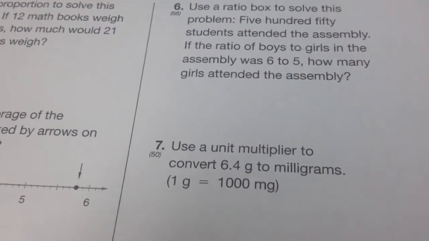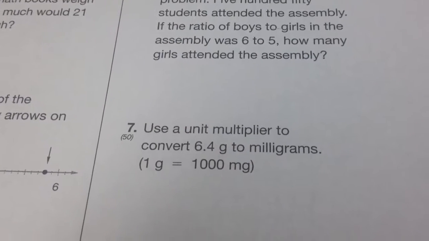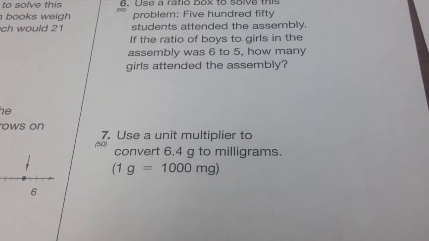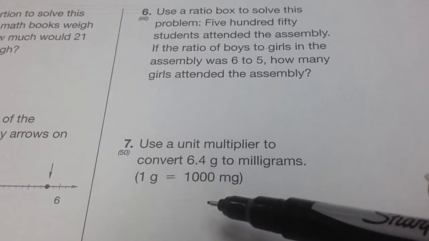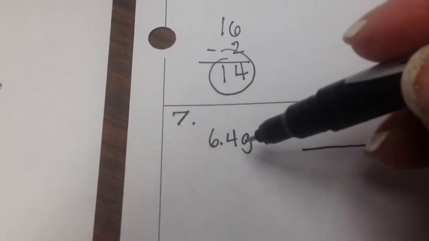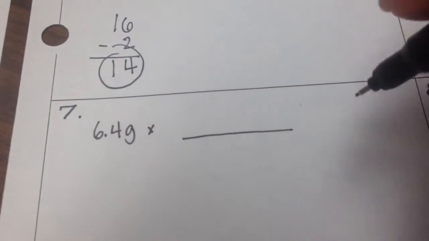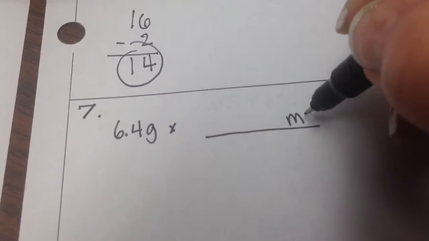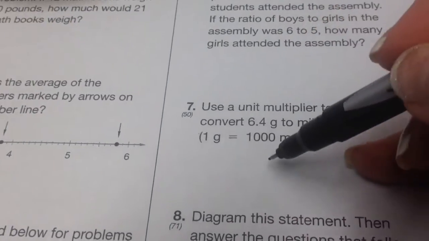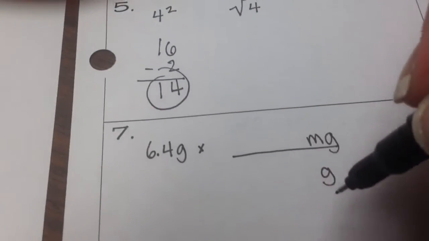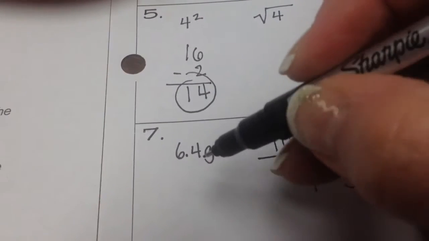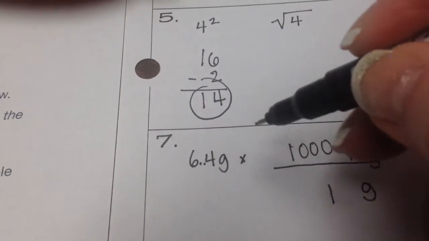We have number 7. Use a unit multiplier to convert 6.4 grams to milligrams. It looks like it even gives you what they're worth. So all you have to know how to do is set it up. So 6.4 grams, and I want to have milligrams, so I'm going to put that on the top. Put grams on the bottom. What did it say? It said 1 gram equals 1,000 milligrams. So I'm going to put 1 here and 1,000 here. All right, so I'm multiplying 6.4 by 1,000.